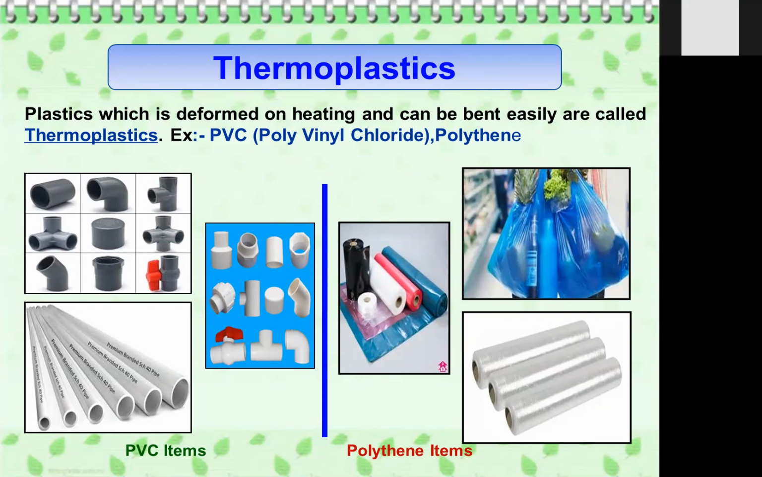We have polythene, cellophane sheets, pipes, PVC items, polythene items. These examples are used to make different items which are used at home, in the market, and outside also. These are all thermoplastics which can be remolded easily, and they have a linear arrangement.